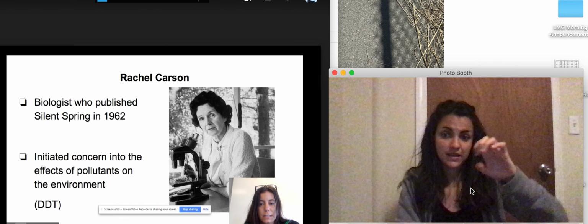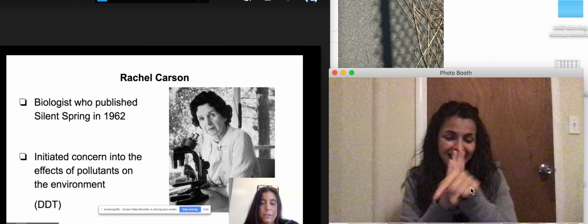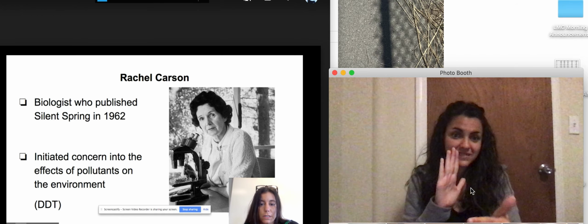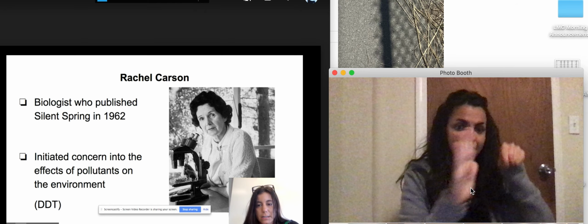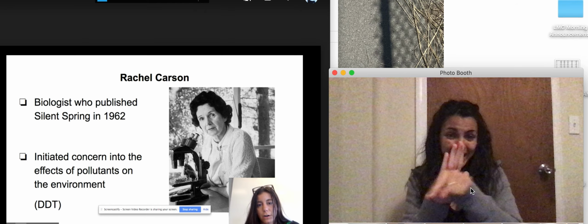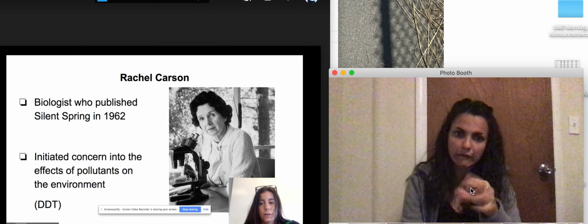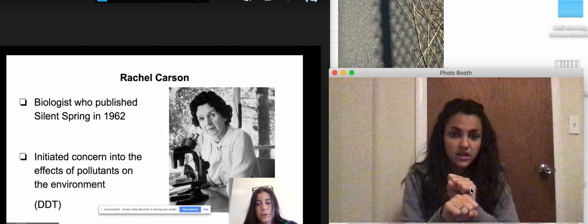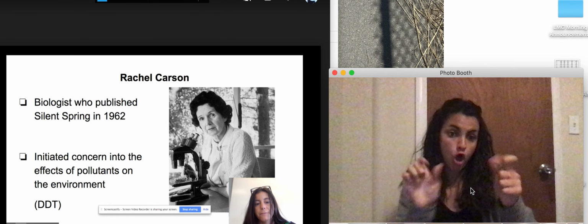DDT was an insecticide which has since been banned in the United States because of how harmful it is. It's pretty deadly to humans and most organisms. They used to use it as an insecticide to kill insects, and it's a very, very harmful and toxic chemical. So they've since banned it. However, it's not banned throughout the whole world. Some parts of the world are still using DDT today.